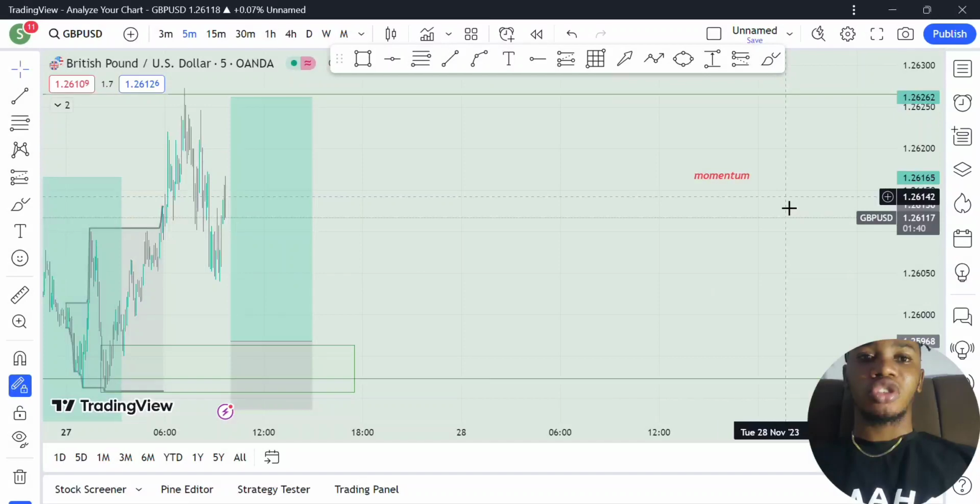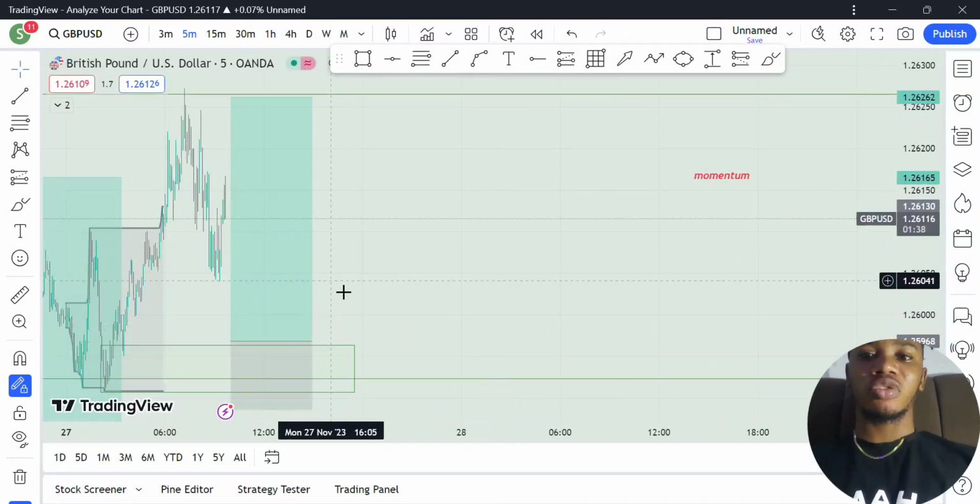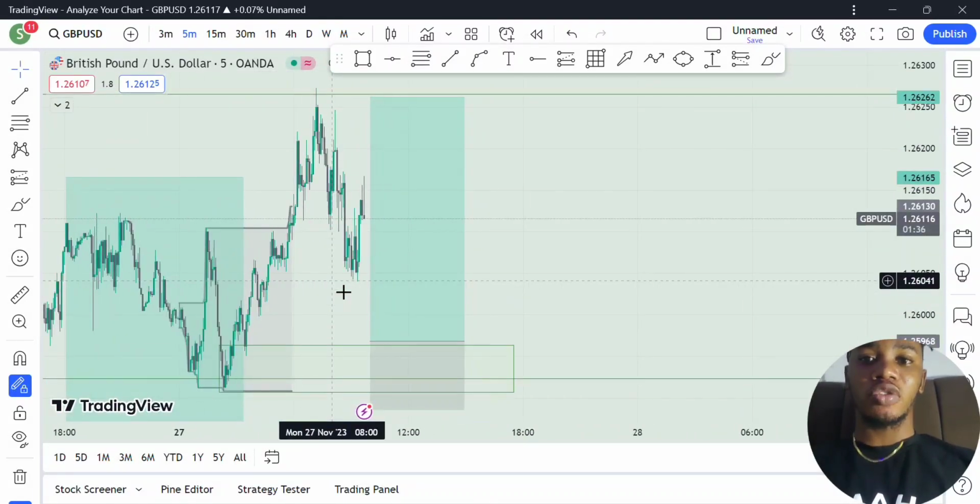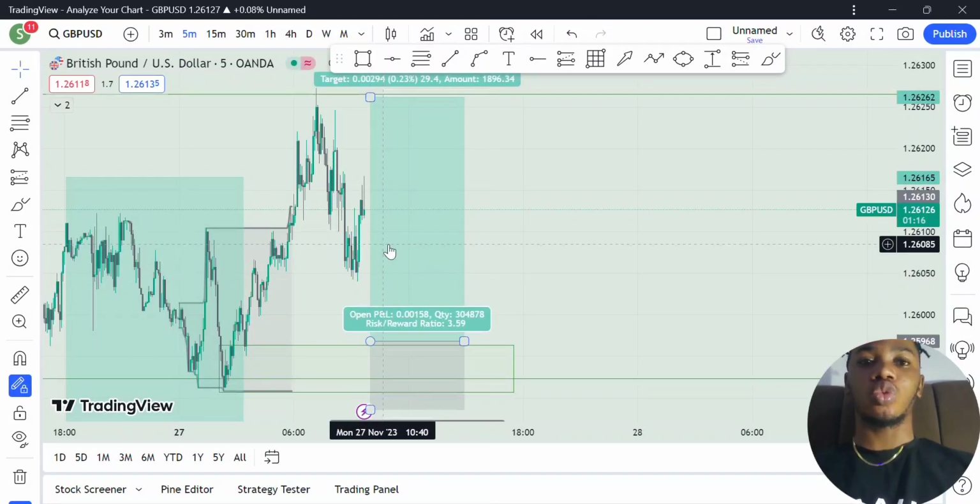So if you're trading with momentum, you want to watch out for the last low. If you're buying, you want to watch out for the last low that took out the recent high. And if you're looking out for the bearish, you want to look out for the last high that took out the recent low, that gave that break of structure. Either way, that's where your momentum is. At that point, you have a high probability and a high chance to win that trade.